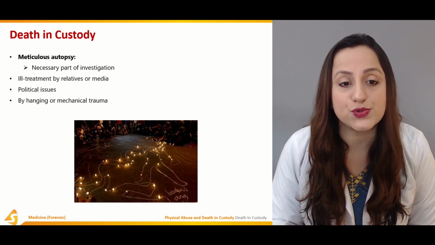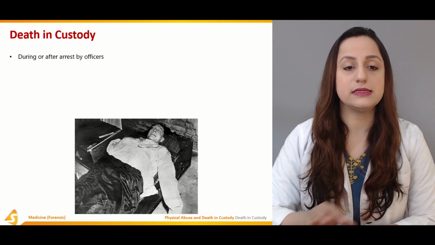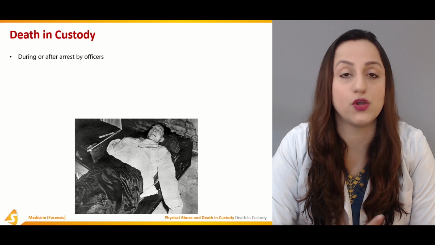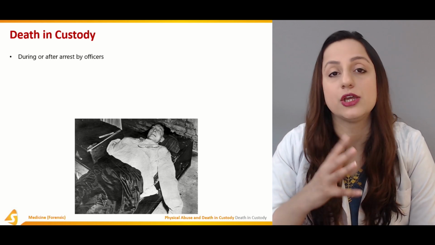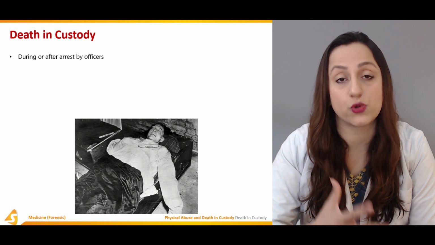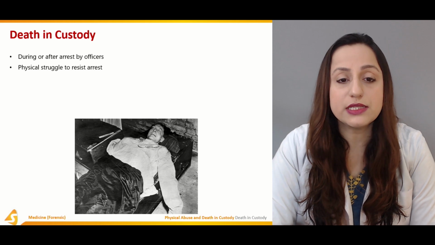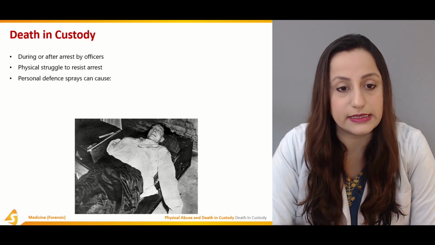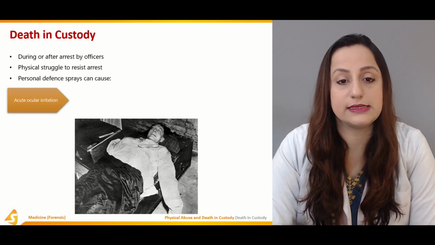Then there are political issues, death by hanging or by mechanical trauma, and deaths in custody basically occur during or after years of arrest by the officers. So it can be constant physical abuse, but still the cause of death is the custodial torture. That is the mainstay. The physical struggle to resist arrest can again cause death in custody. Personal defense sprays can again cause the death of the person.